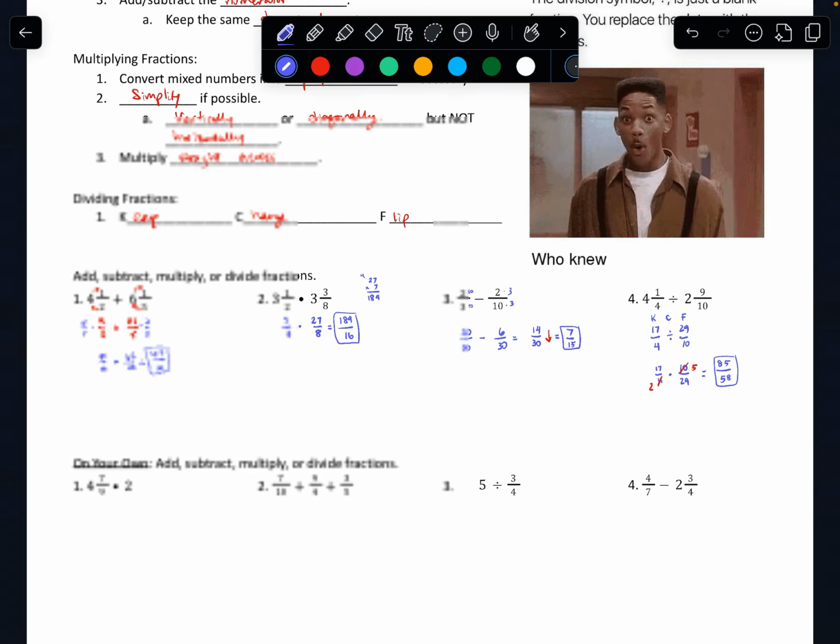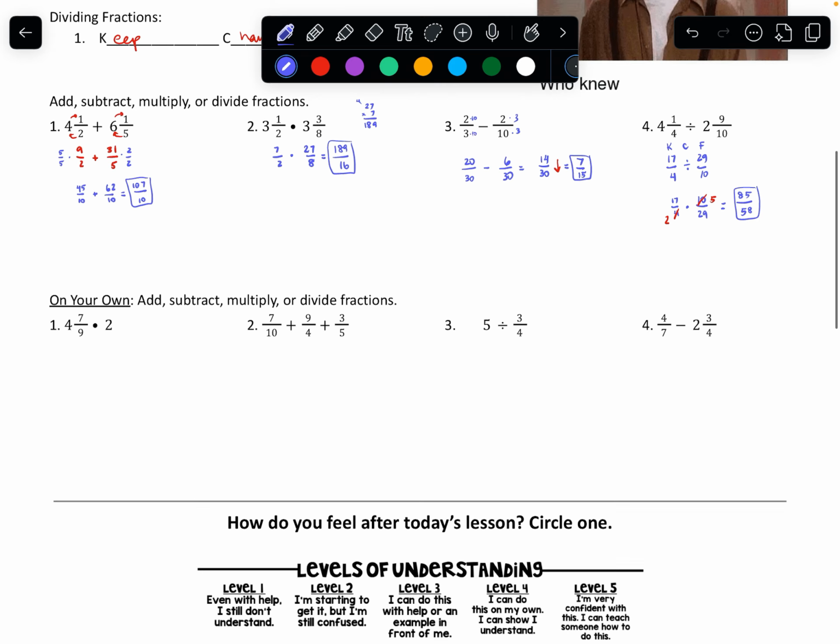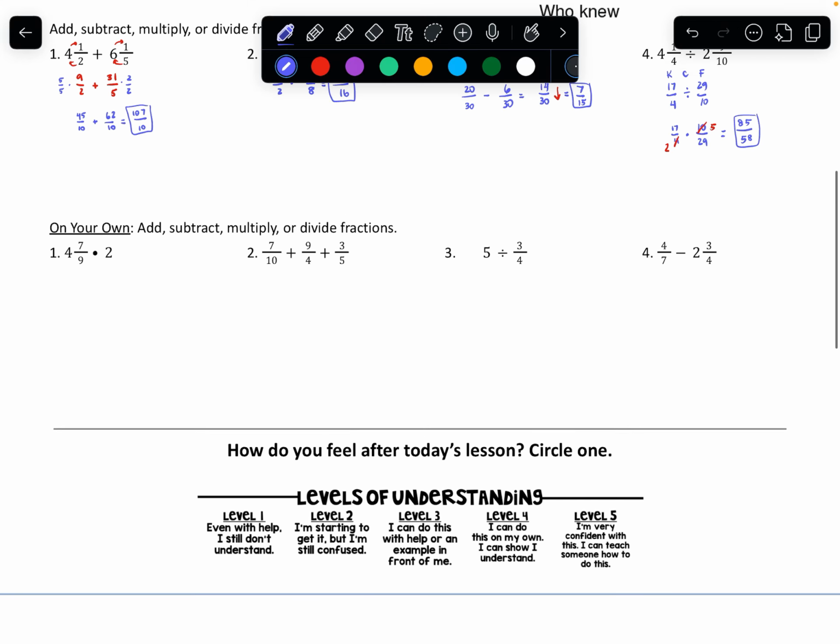All right, so this is how you add, subtract, multiply, divide fractions. Remember, at any point, feel free to pause this video and rewatch any portions of it. And then here's what I want you to do. I want you to try these 1, 2, 3, and 4 problems on your own right below. And then submit these onto the Edpuzzle. I'll pause this real quick. You'll put these on the Edpuzzle, and then at the very end, circle how you feel after today's lesson.